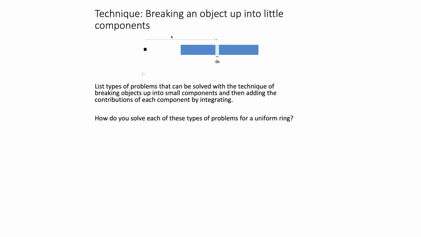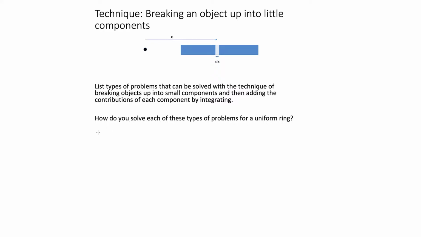Okay, so a technique that came up a lot in this course was breaking an object into little components and then summing up the contribution of each of the components to work out the total force or the total energy. So here we're asked to list the types of problems that can be solved with the technique of breaking objects up into small components and then adding contributions of each of these components by integrating. So we always use this technique when we've got a continuous body rather than point particles that we're dealing with.